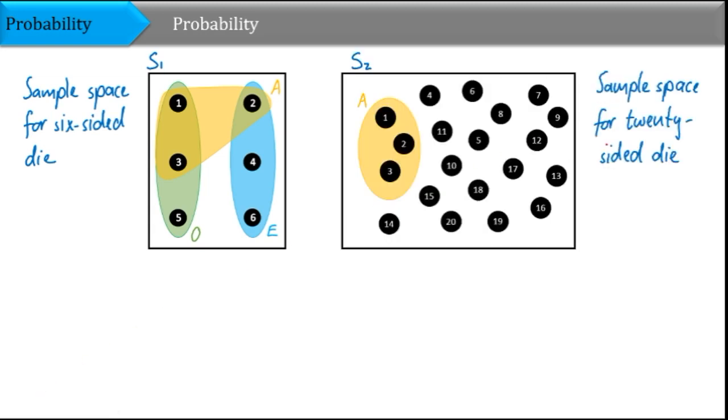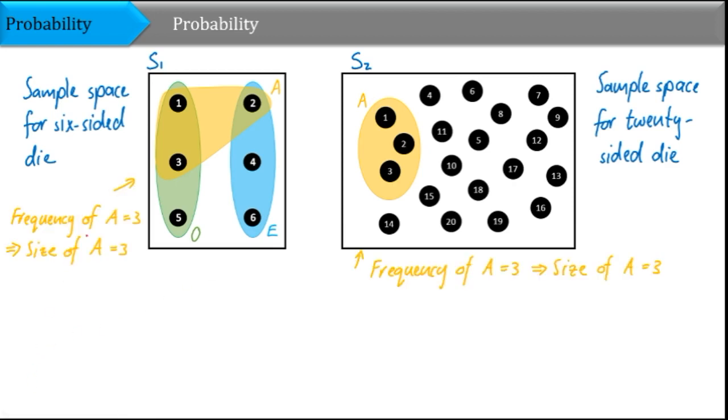Over here, sample space for a 20-sided die. Those of you who've played D&D, you will know what a 20-sided die looks like. It looks basically like a soccer ball for those who don't. So here we have a sample space, and it has 20 outcomes, and we have also event A on here, which consists of the first 3 numbers, 1, 2, and 3. Now if we look at the frequency of event A, then it is equal to 3 in both of these cases.